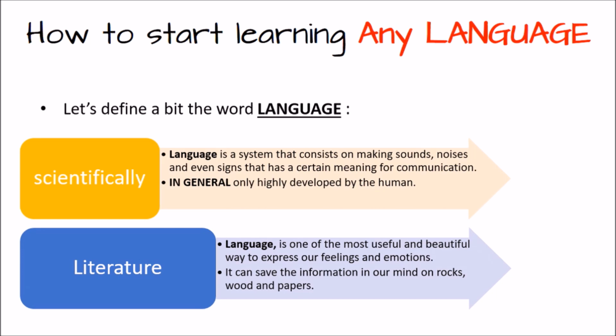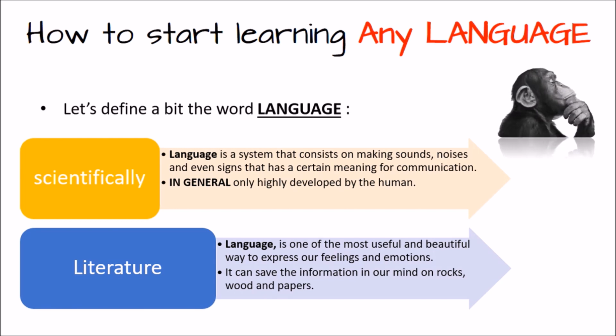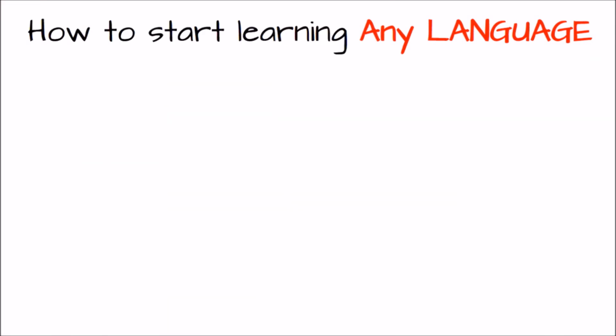So, as a start, let's define the word language. Language is a system that consists of making sounds, noises, and even signs that have a certain meaning for communication. In general, it's only highly developed by humans. Language is one of the most useful and beautiful ways to express our feelings and emotions. It can save the information in our mind on rocks, wood, and paper.